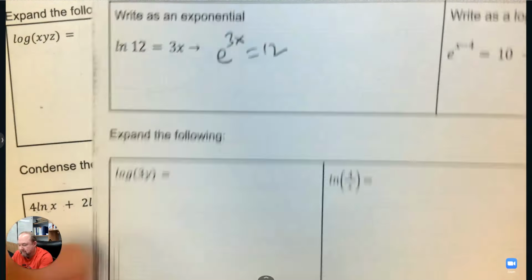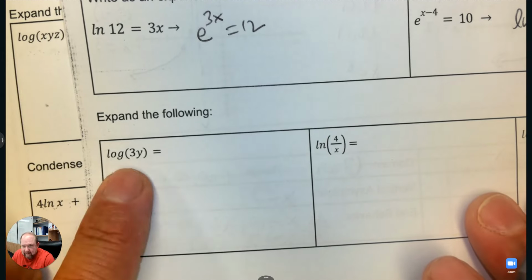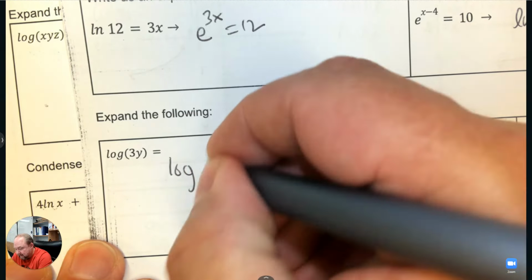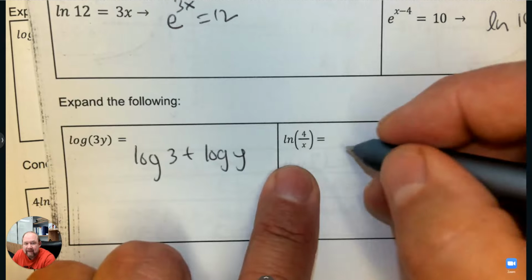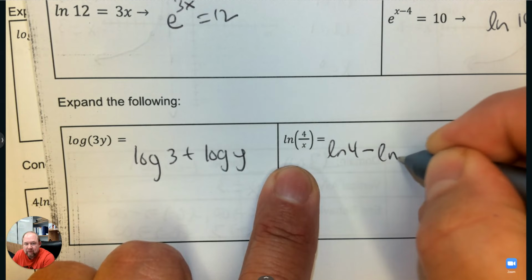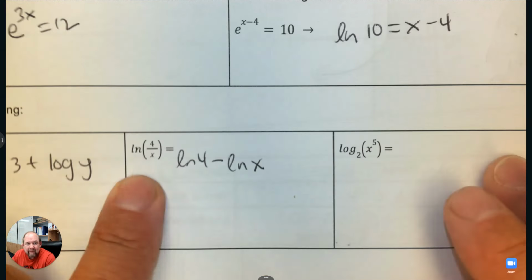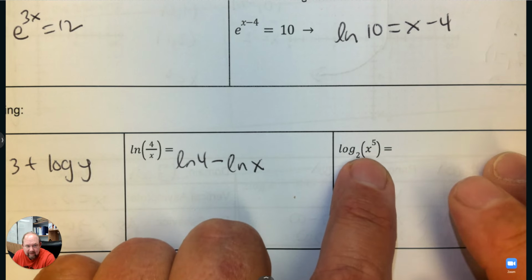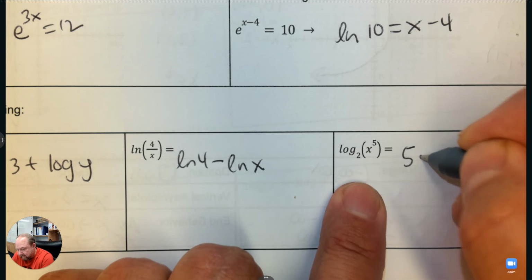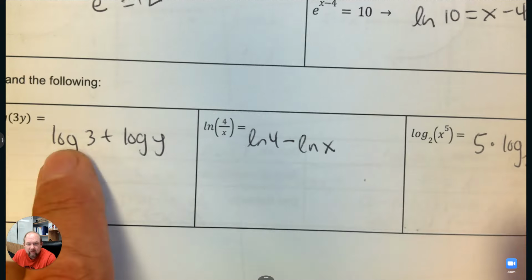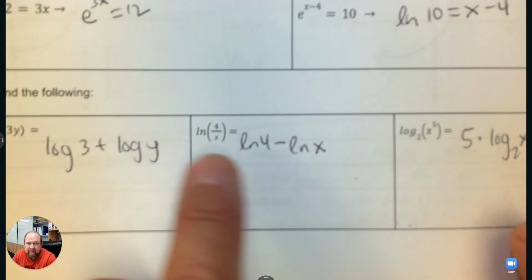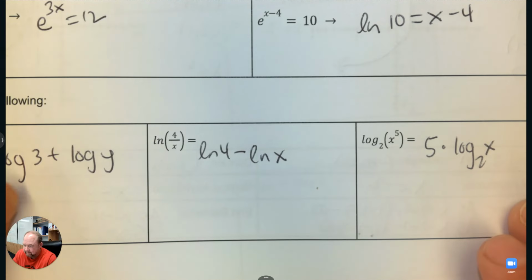All right, do you know your properties? So can you expand this? When you see multiplying, how do we expand this? By adding. If I see dividing, how do I expand this? By subtracting. If I see an exponent inside a logarithm, that's a product in front. And so know these three: the product, the quotient, and the power property.